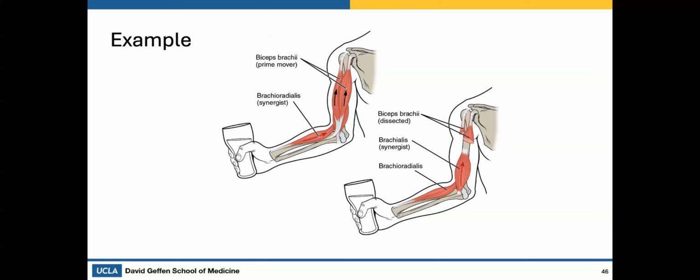When you bend your arm to lift an object, the biceps brachii, the prime mover, contracts, shortening to pull the forearm upward. The brachialis and brachioradialis are synergists, and they assist by contributing additional force and stabilizing the joint. Meanwhile, the triceps brachii serves as the antagonist, and this allows for the muscle to relax.